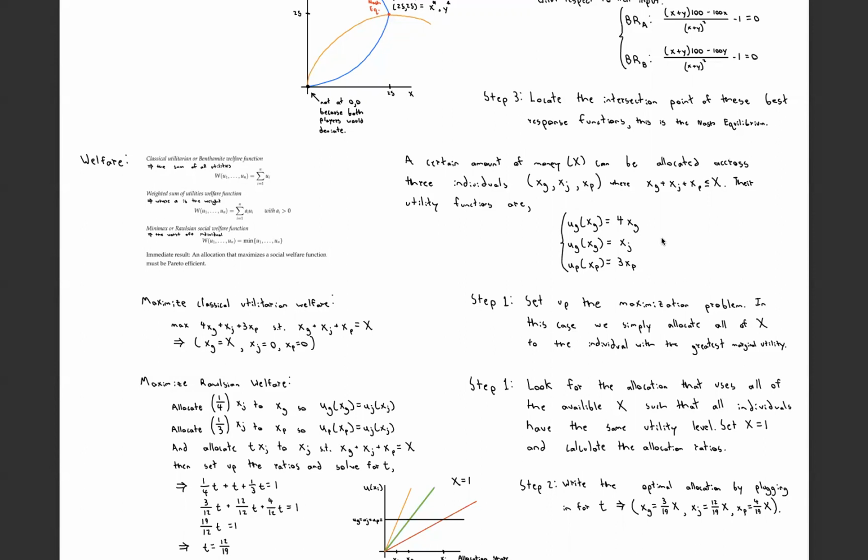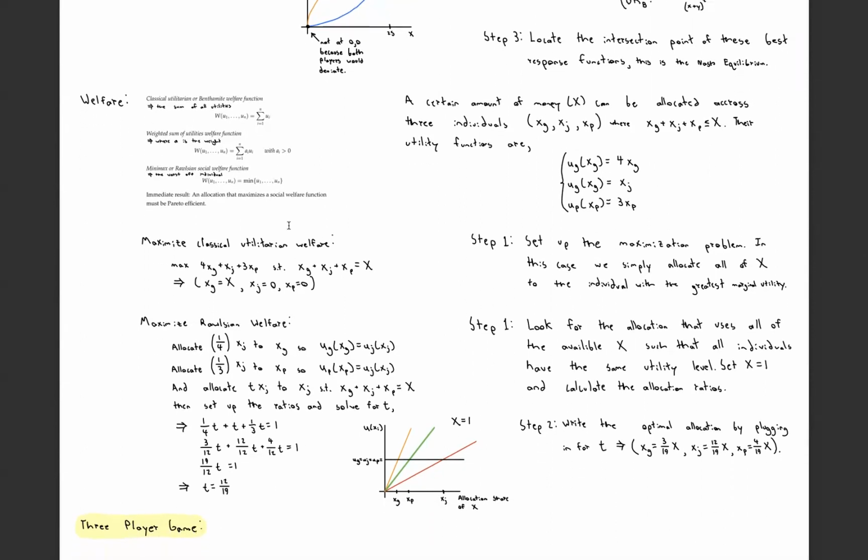This is just given to you from the problem. We're going to maximize classical utilitarian welfare, and we're going to set it up like this. So this is going to be just a maximization problem. I expect all of you to be able to do that because I think it was on D1 exams as well, and you definitely covered it in Calc 2 if you didn't take Calc 3.